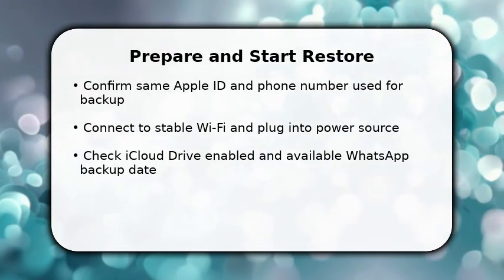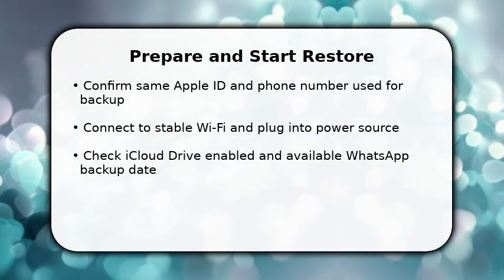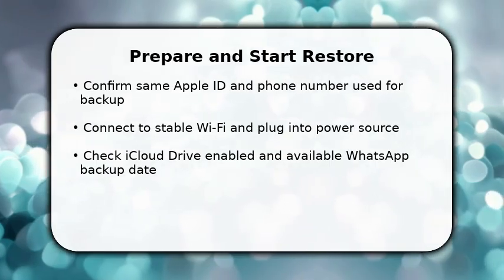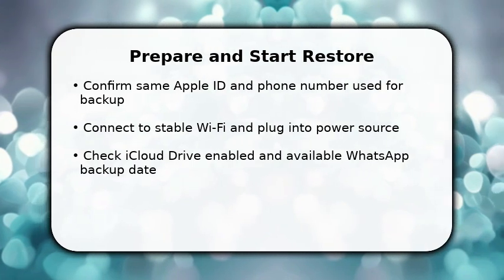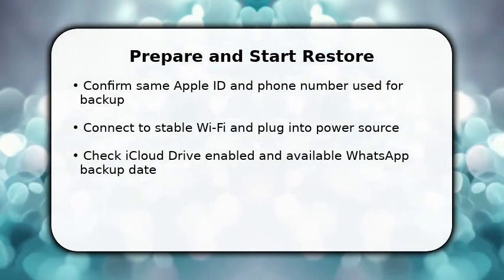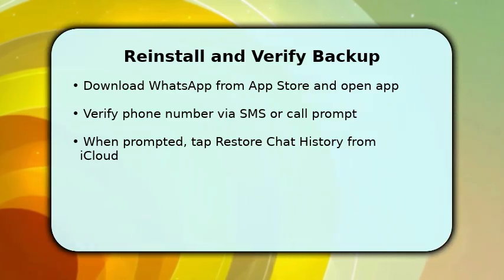Now connect to a stable Wi-Fi network and plug your device into power to avoid interruptions. Then uninstall WhatsApp if installed and prepare to reinstall, so the app can detect the iCloud backup. You reinstall WhatsApp from the App Store and open it. This step triggers the backup detection.